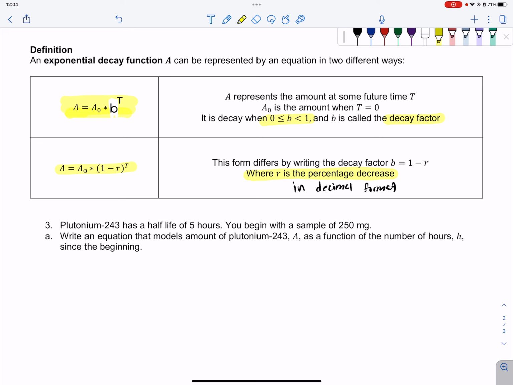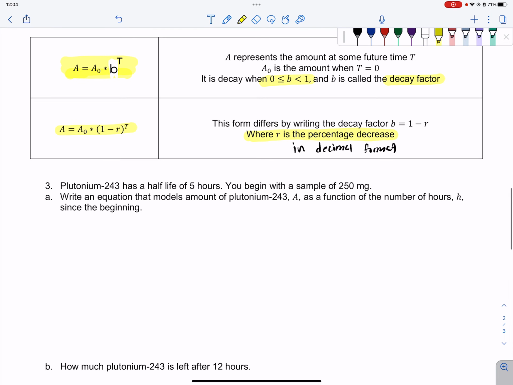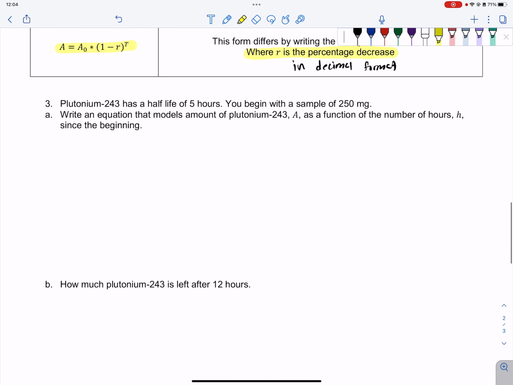So now let's work through an example with exponential decay. We have here that plutonium-243 has a half-life of 5 hours, and you begin with a sample of 250 milligrams. And I want to write an equation that will model the amount of this plutonium-243 as a function of the number of hours that have gone by.